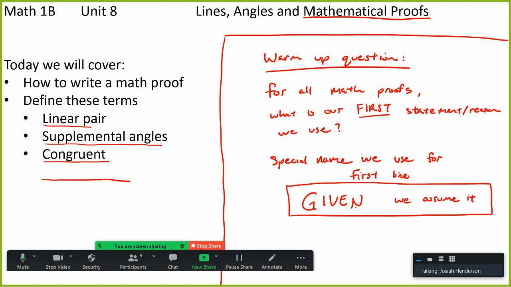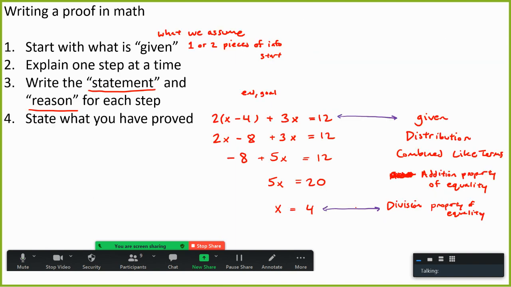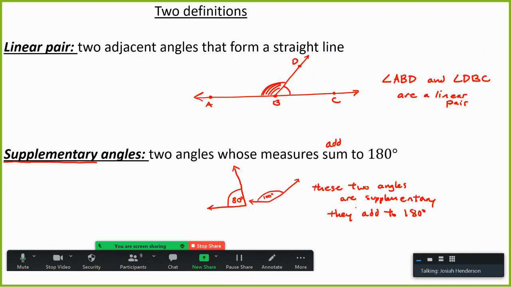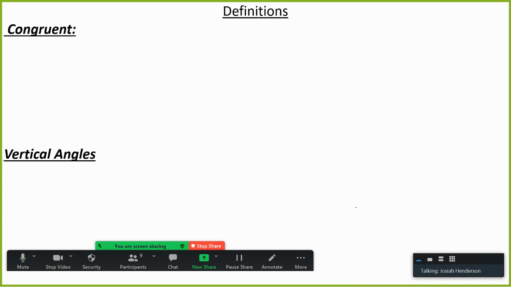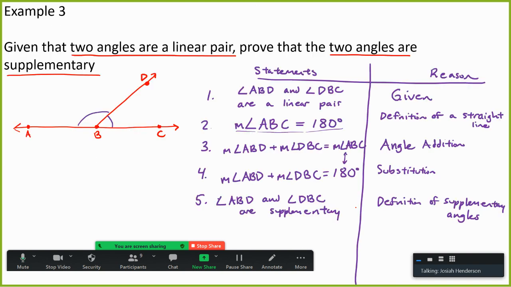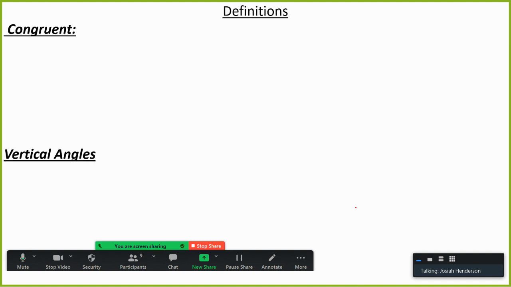So I'm going to pick up where we left off yesterday. For today's notes, we're going to start right here. We did a proof about the linear pair. And now there's a couple more definitions I want to do with you. We'll do some more practice problems.